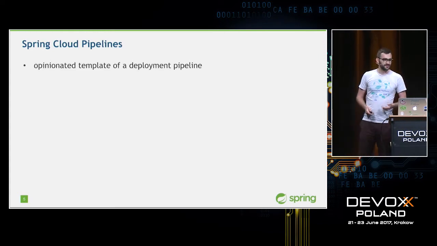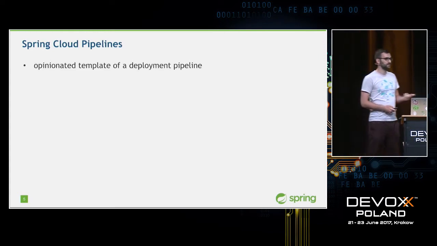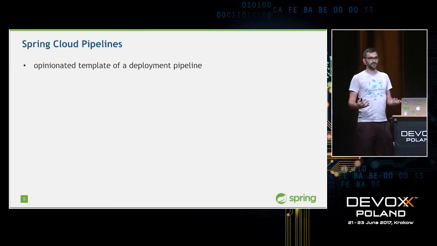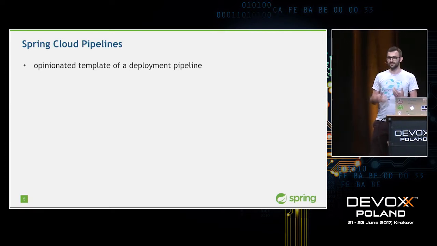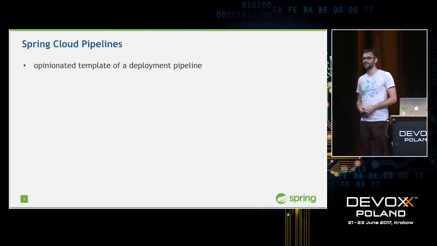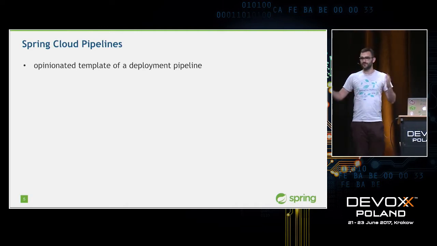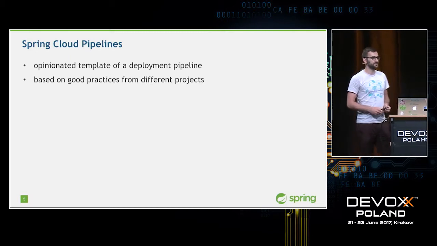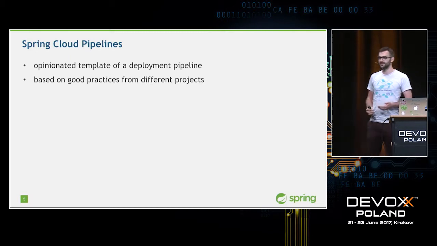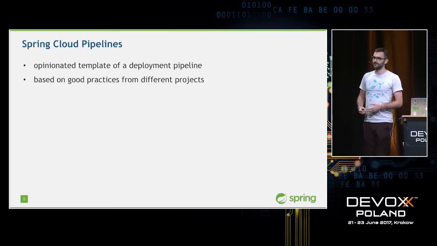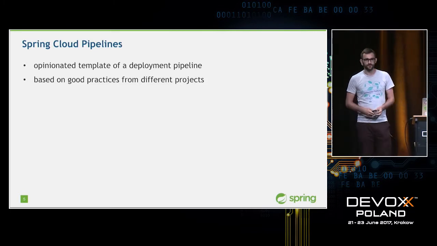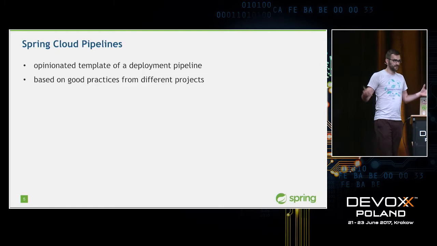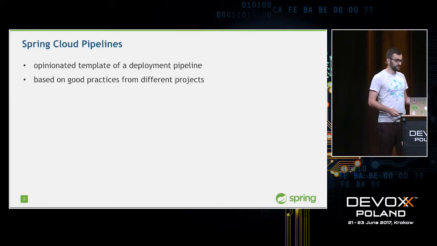It's a GitHub project that contains an opinionated template of a deployment pipeline. Like Spring Boot, which is an opinionated framework, it has certain defaults that you can customize. Here you have something similar, but in terms of a deployment pipeline. It's based on good practices from different projects, so it's not like somebody woke up in the morning and said, this is how you should deploy software. We gathered feedback from different production systems, and then we combined it into a deployment pipeline.